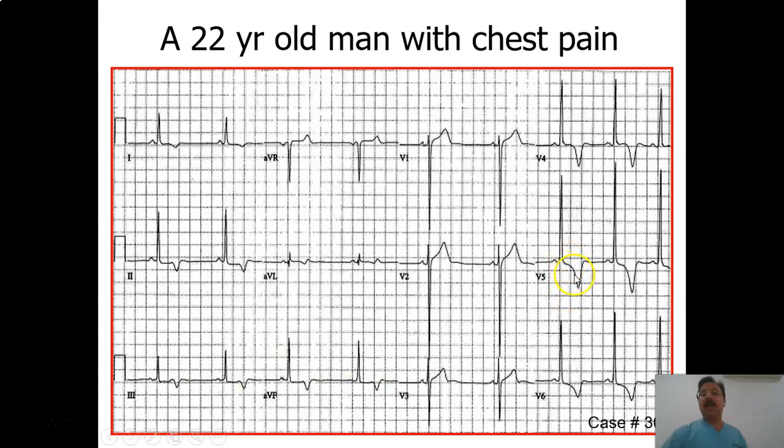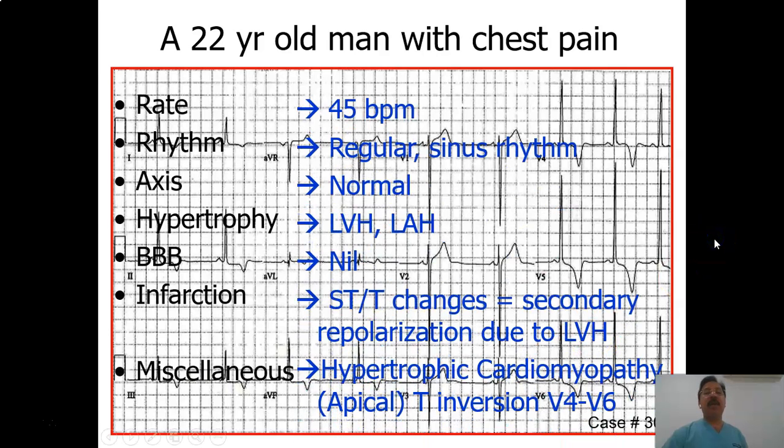And this ST segment depression is the downsloping of the T wave. Then the sharp rise is a feature of a strain pattern. And if you see, the deep T waves are more over the leads which are towards the apex, V4, V5 and V6. So these ECG findings include a rate of 45 beats per minute, regular sinus rhythm.